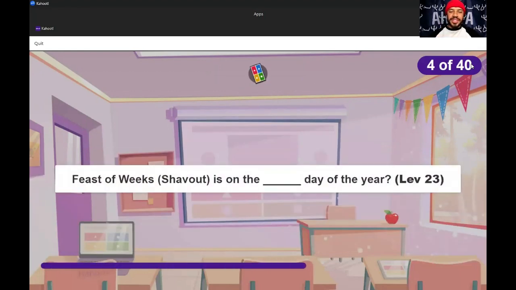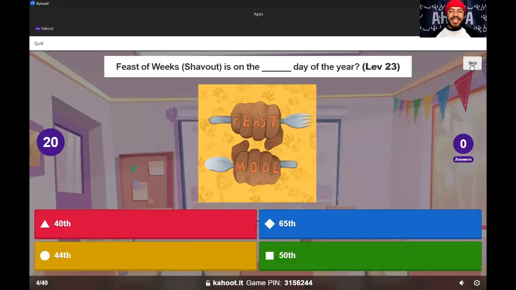Feast of Weeks, Shavuot is on the blank day of the year. What day of the year? 40th, red, 65th, blue, 44th, yellow, 50th, green. 7, 6, 5. What day of the year is Shavuot on?